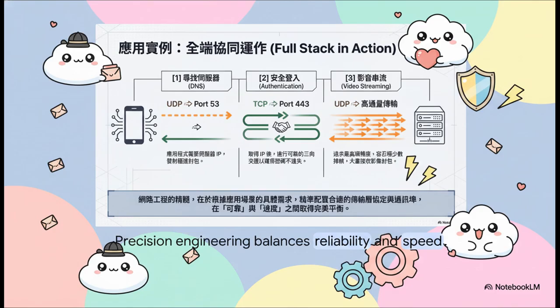The core takeaway from our explainer today is that network engineering isn't about one protocol being universally better than another. No way. It is about precision engineering. It's about perfectly matching the courier to the specific demands of the real-world application, flawlessly balancing reliability and speed based on exactly what you need in that exact millisecond.